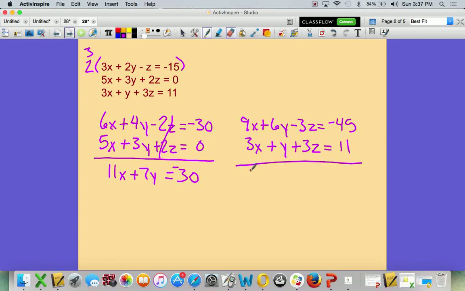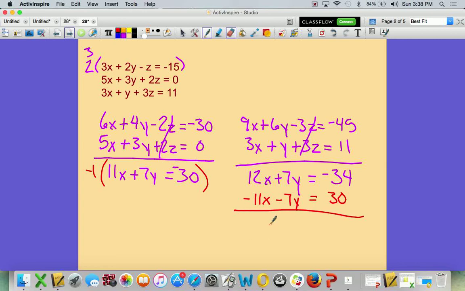And then add these together. 12x plus 7y, the z's go away again, equals negative 34. Now this one could be a little bit more of a mess, but we got lucky here. We've got a 7z and a 7z. So I am going to run a negative 1 through this one, and I've got negative 11x minus 7y equals a positive 30. When I add those together, the y's go away, x equals negative 4.